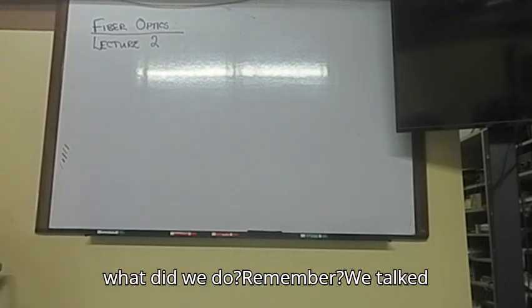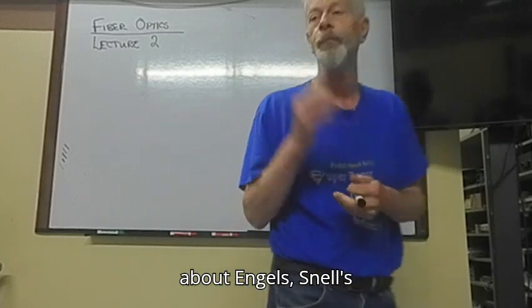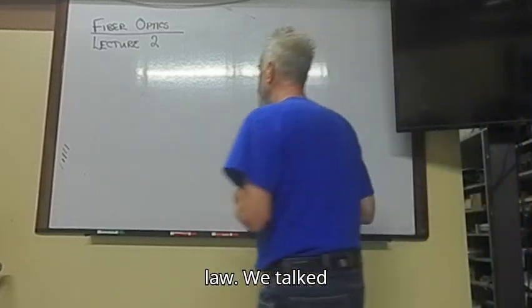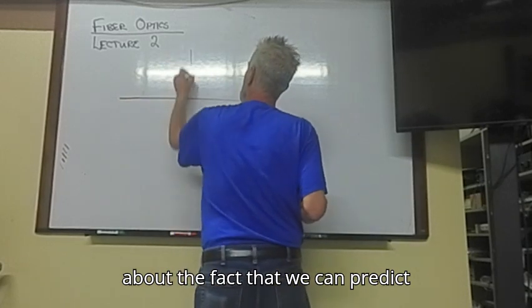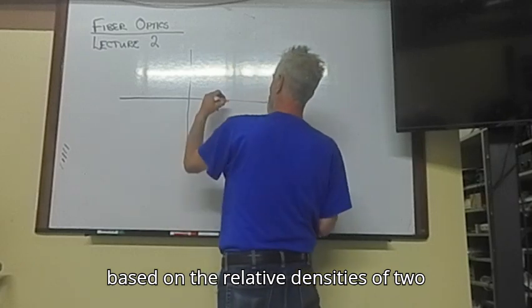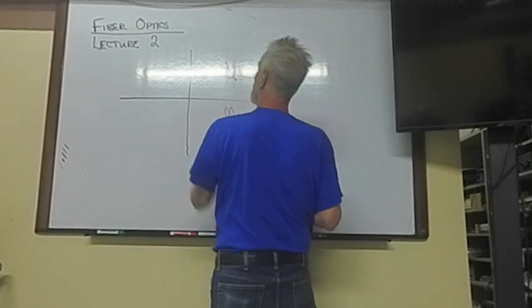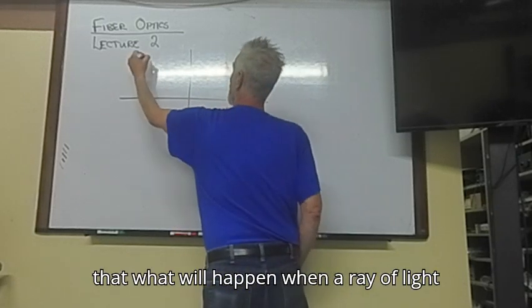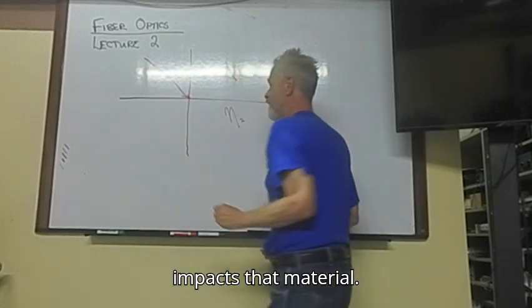Last time, what did we do? Remember? We talked about angles, Snell's law. We talked about the fact that we can predict, based on the relative densities of two different materials, what will happen when a ray of light impacts that material.